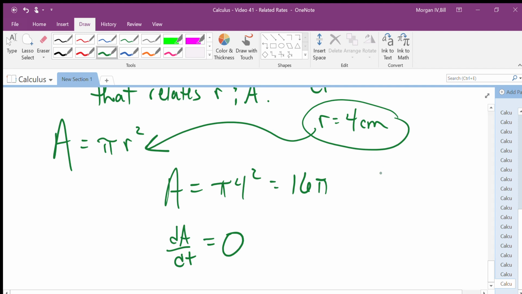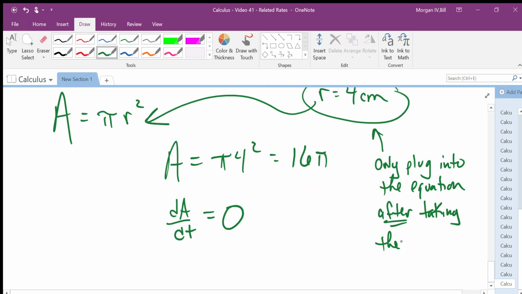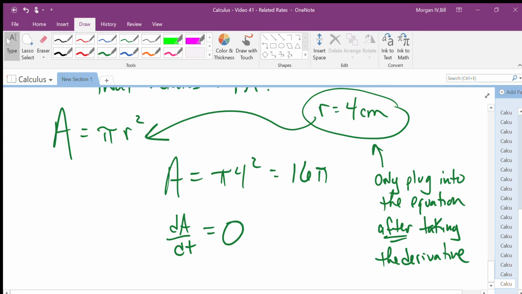So the note here will be: only plug the r equals 4 into the equation after taking the derivative. Don't do this right here. Okay, so let's start again.